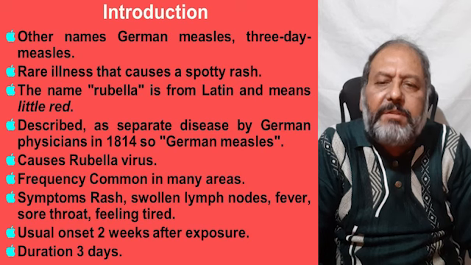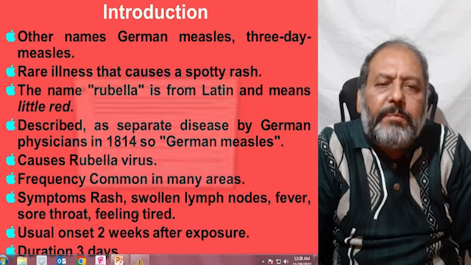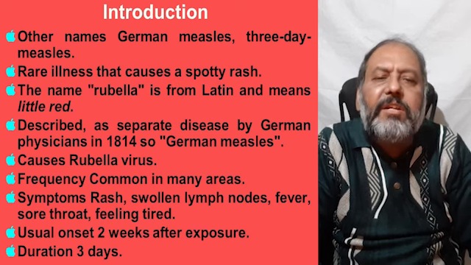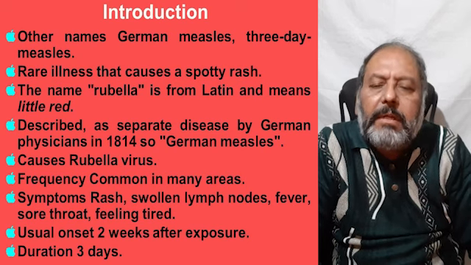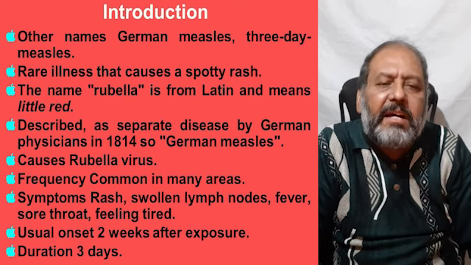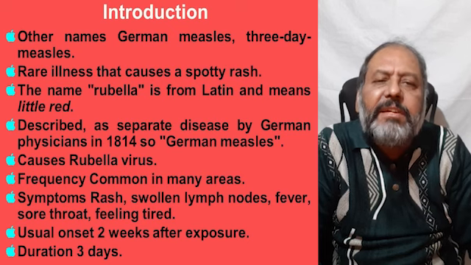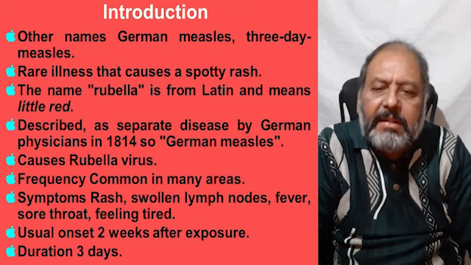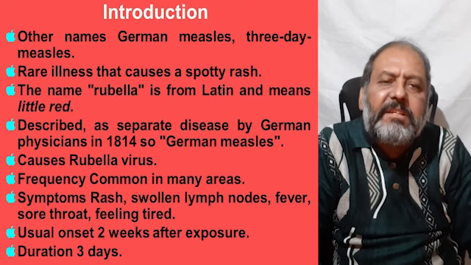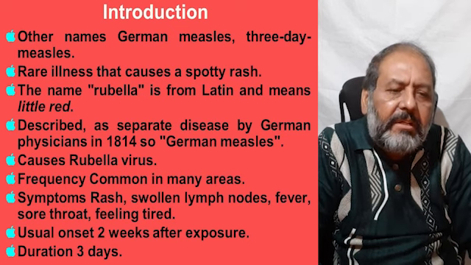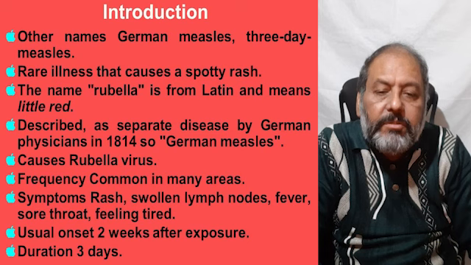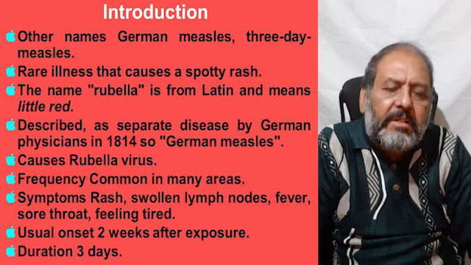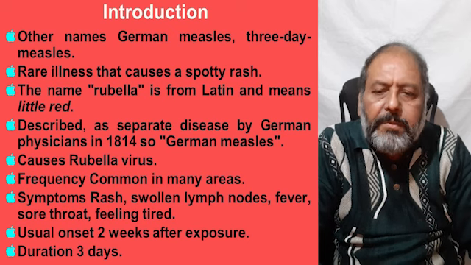Introduction of rubella, the other names. Rubella is German measles or 3-day measles. It is a rare illness that causes a spotty rash. The name rubella is from Latin and means little red, described as a separate disease and entity by German physicians in 1814. So the name German measles was given.